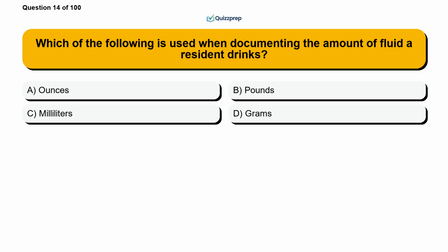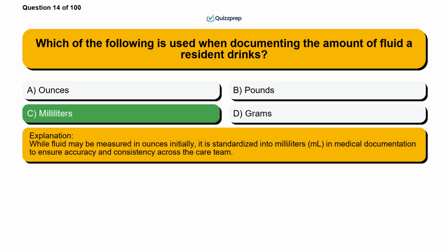Question 14. Which of the following is used when documenting the amount of fluid a resident drinks? Option A. Ounces. Option B. Pounds. Option C. Milliliters. Option D. Grams. The correct answer is option C. Milliliters. While fluid may be measured in ounces initially, it is standardized into milliliters, ml, in medical documentation to ensure accuracy and consistency across the care team.